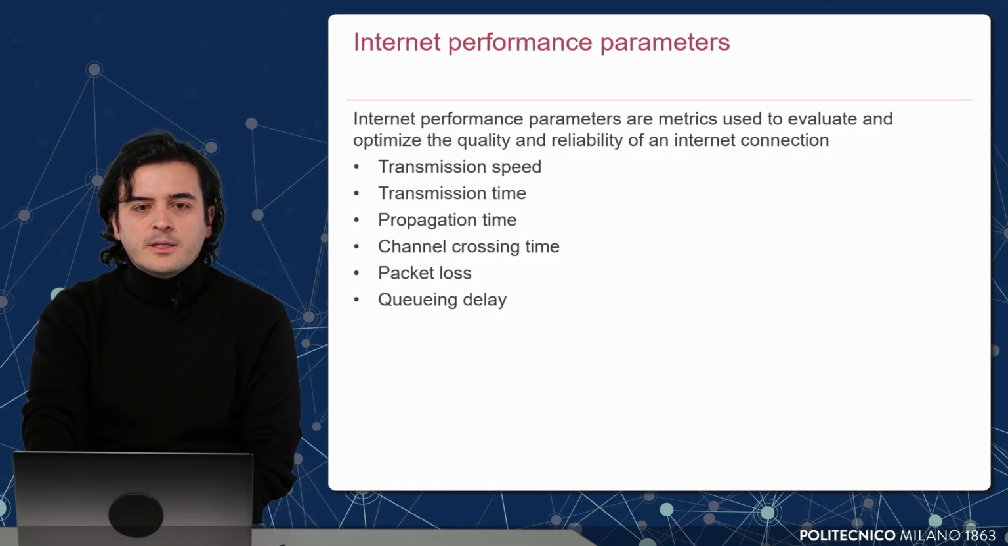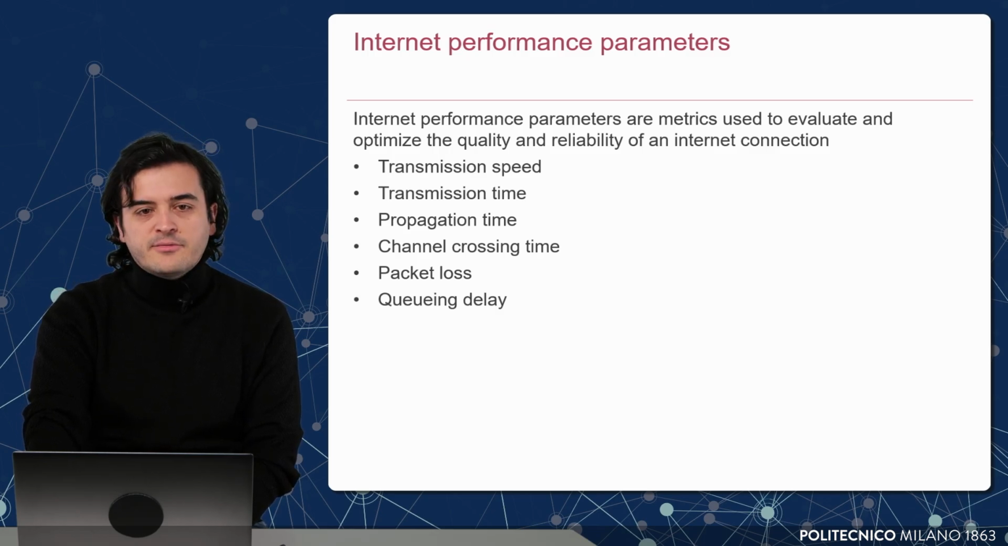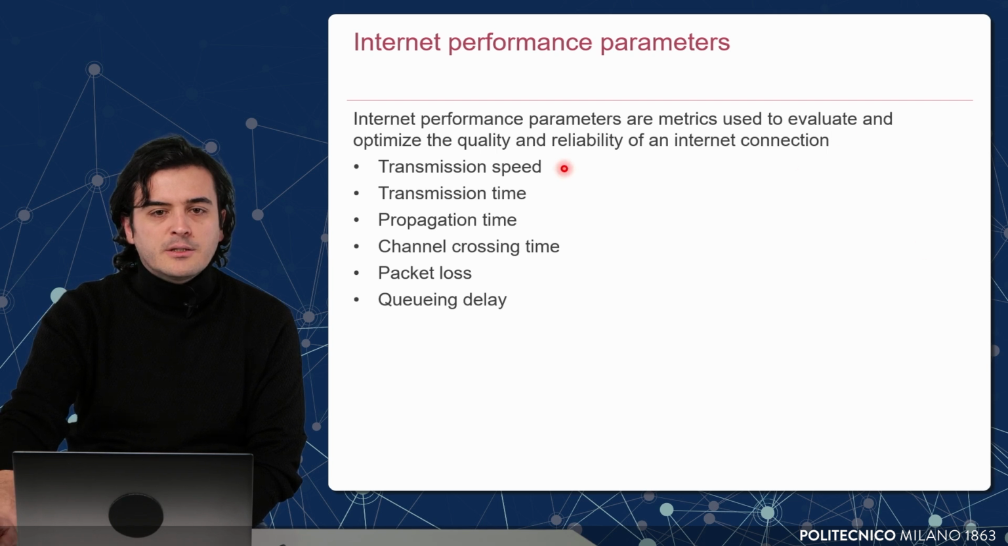What are the internet performance parameters? They're defined as metrics that are used to evaluate and to optimize the quality and the reliability of an internet connection. There may be many of them defined, and some of them are listed here, such as transmission speed, transmission time, propagation time, channel crossing time, packet loss, and queuing delay.